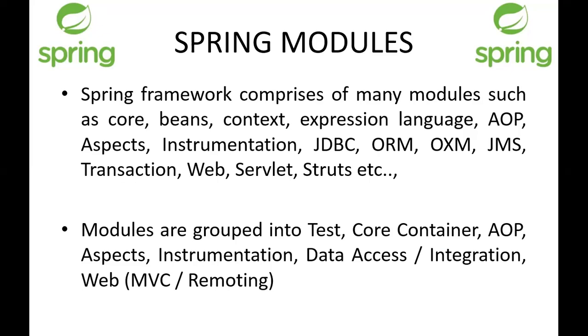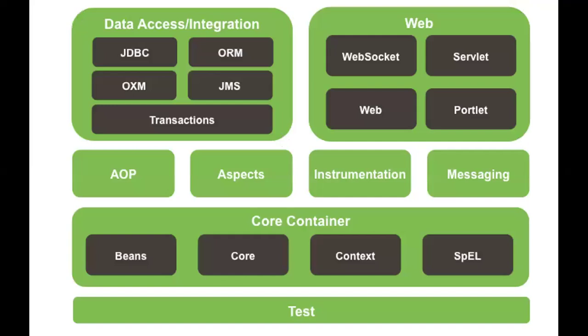The layers include test and then core container. Above, we are having aspect-oriented programming, called AOP. Then we are having aspects, integration, data access. Likewise, we are having so many categories for Spring modules. Let us see one by one in detail.